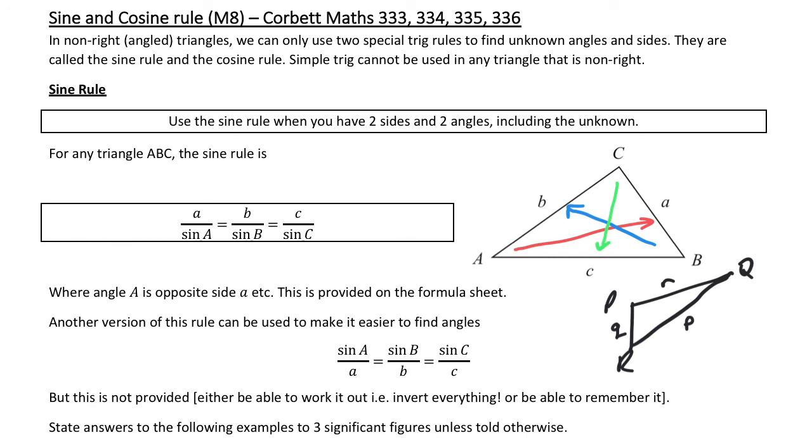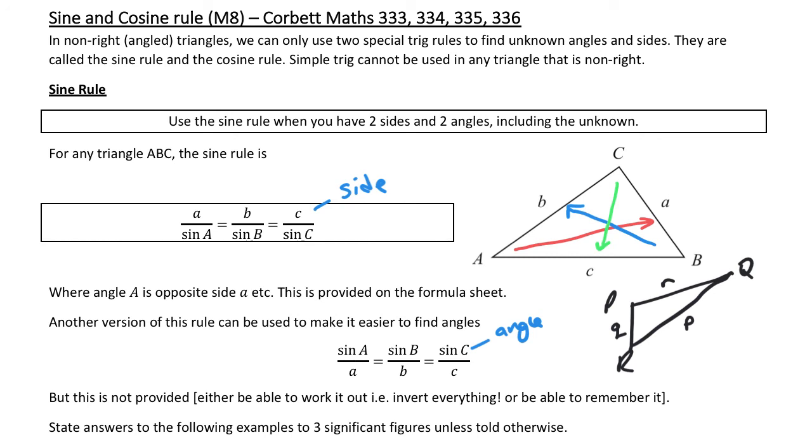So the sine rule then, this version is on the formula sheet of our exam papers, but there is another version which makes it easier for angles. Basically it's the same thing, only the angles are on the top. So if we're trying to look for a side, we put the sides on the top. If we're trying to look for an angle, we put the angles on the top. So a over sine A, b over sine B, c over sine C, or sine A over a, sine B over b, sine C over c.